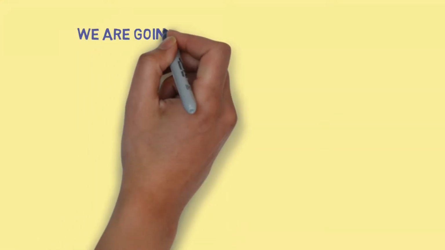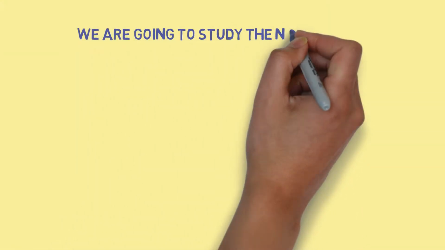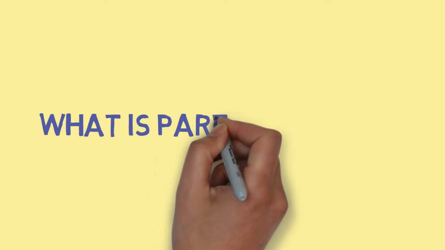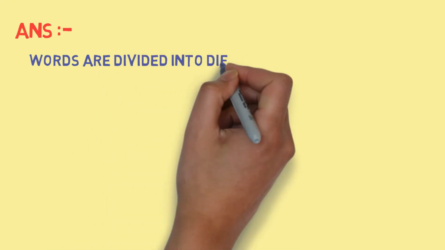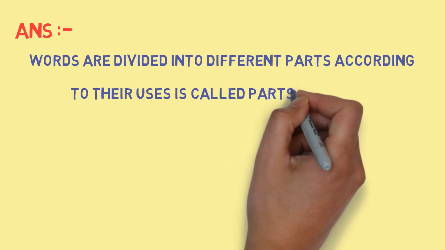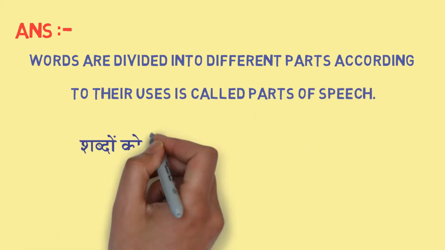We are going to study the next chapter, which is parts of speech. What is parts of speech? Answer: words are divided into different parts according to their uses is called parts of speech.